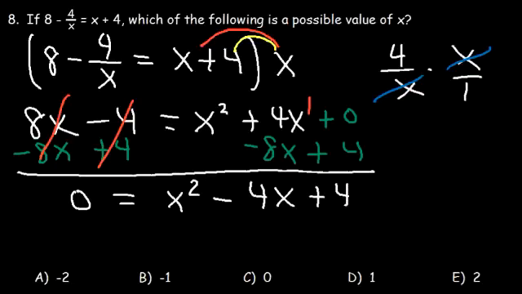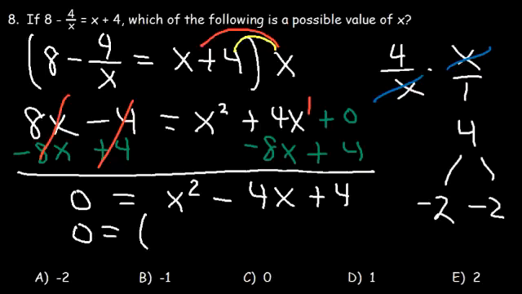So now, what we need to do is we need to factor this expression. So what two numbers multiply to positive 4 but add to negative 4? This is negative 2 and negative 2. Negative 2 times negative 2 is equal to positive 4, but negative 2 plus negative 2 is equal to negative 4. So, therefore, in its factored form, we have x minus 2 times x minus 2.